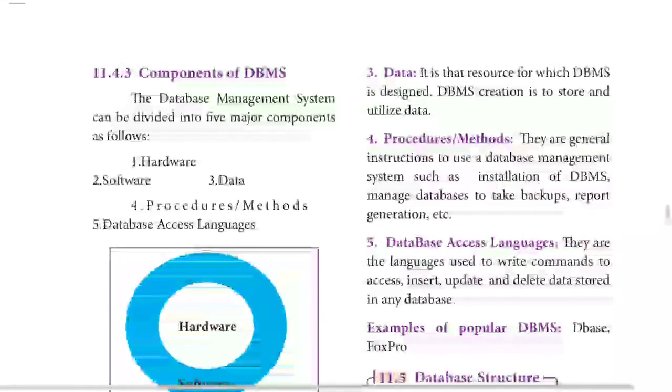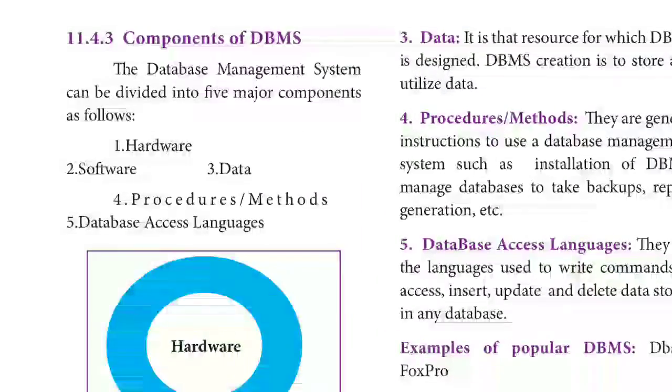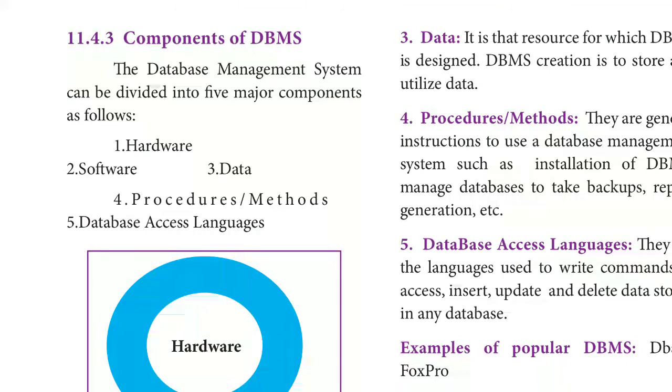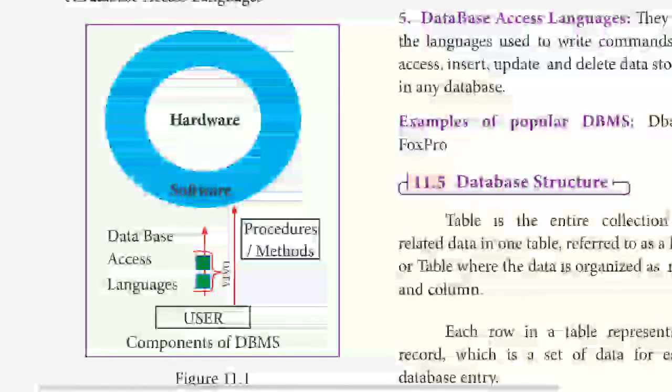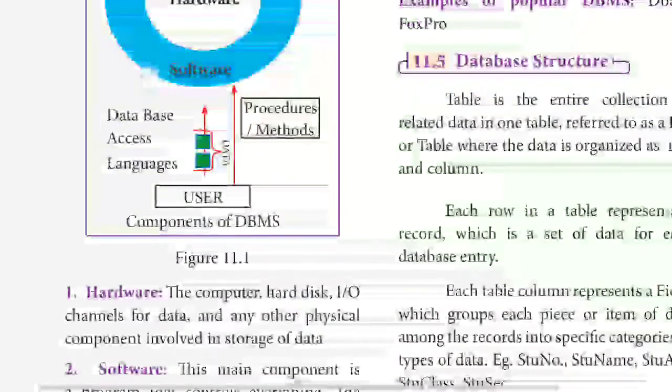Next is components of DBMS. These are all the necessary things that are needed when you are creating a database. The database system can be divided into five major components as follows. First one is hardware, second one is software, third one is data, fourth one is procedure or method, and the fifth one is database access language. So this is the structure, the components of a database.